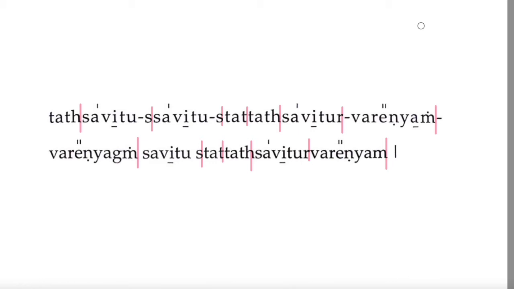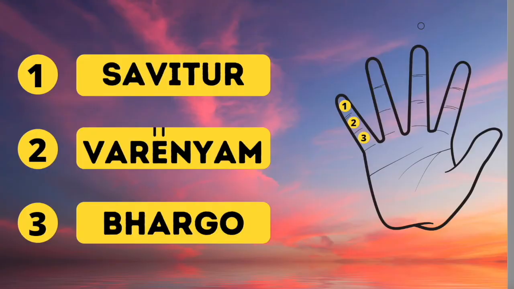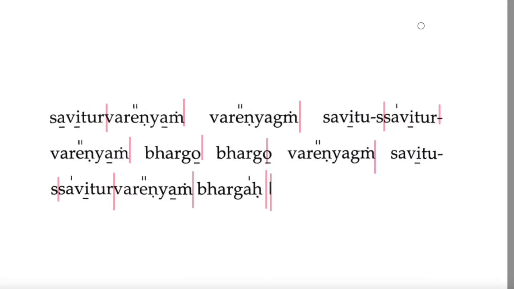Try using now with your thumb and your pinky. Try getting to the habit of 1, 2, 2, 1, 1. Tat savitus savitus tat savitur varenyam varenyagum savitus tat savitur varenyam. Let us proceed. The next part we have is Savitur, Varenyam and Bhargo as the first, second and third word respectively. So let us apply it now.